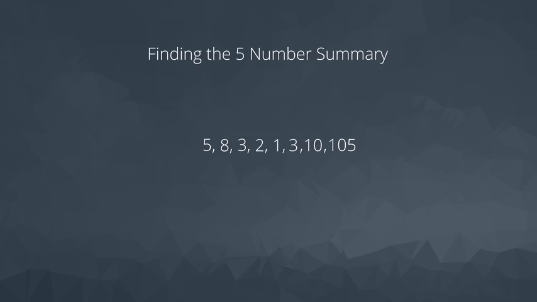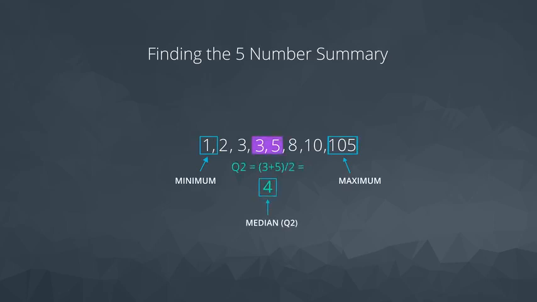Again, we first need to order the values. We can quickly identify the maximum and the minimum. Remember, with an even number of values, the median, or Q2, is given as the mean of these 2 values here. In order to find Q1 and Q3, we divide our data set between the 2 values we use to find the median. This provides these 2 data sets.